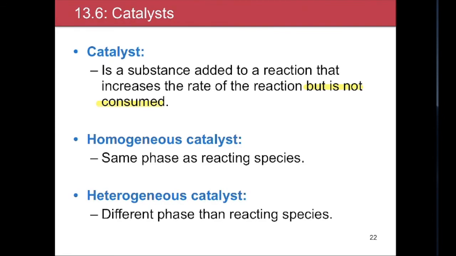So we can have what is called a homogeneous catalyst, which is a catalyst that is in the same phase as the reacting species. So if we have a bunch of liquid and we put in a catalyst that is also a liquid, that's a homogeneous catalyst. If we had a liquid and we put in something that is solid, then that would be a heterogeneous catalyst because it is in a different physical state than the reacting species.